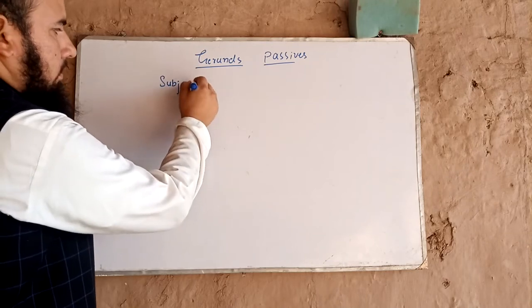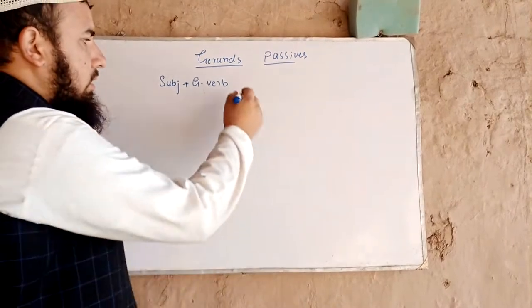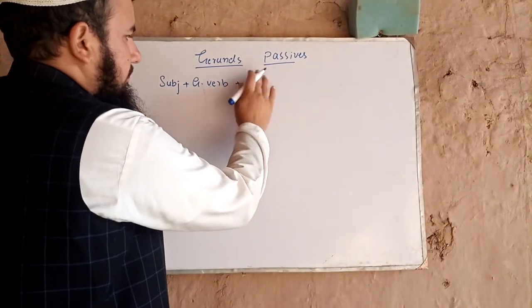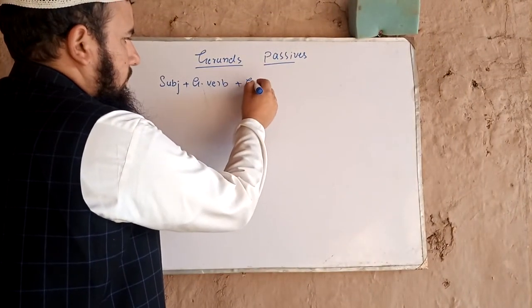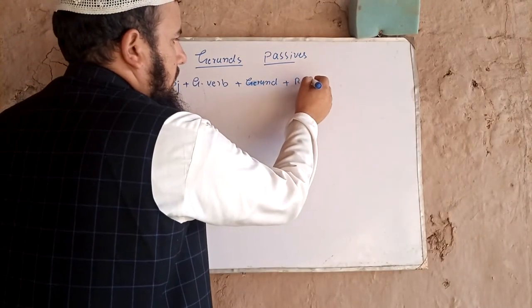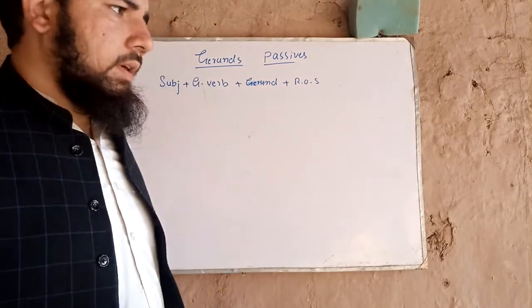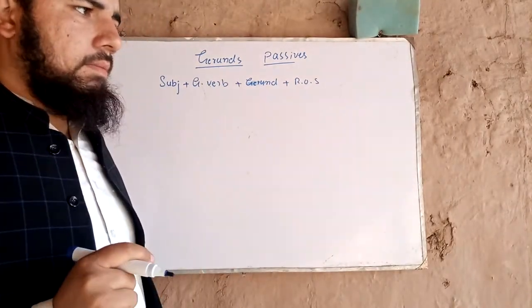Plus gerund verb. GV means gerund verb, then after we use gerund plus rest of the sentence. Now this is the structure of the present active gerund.